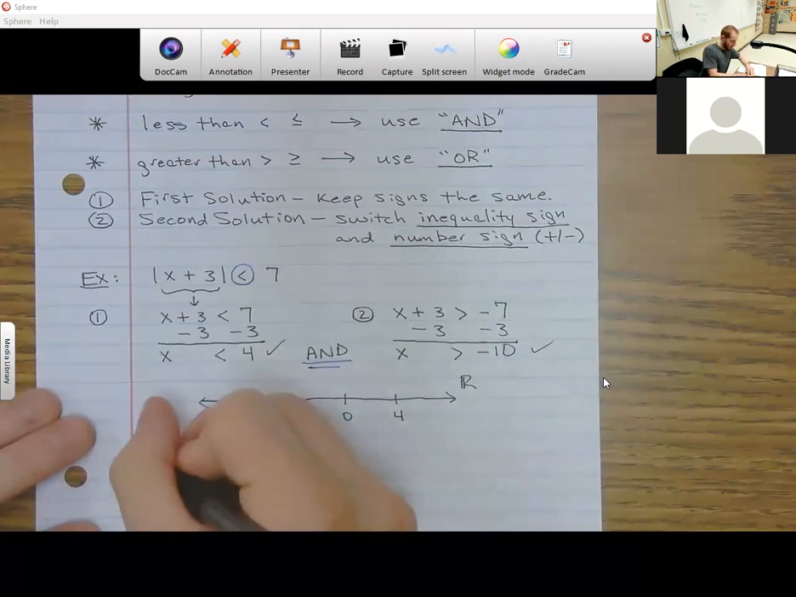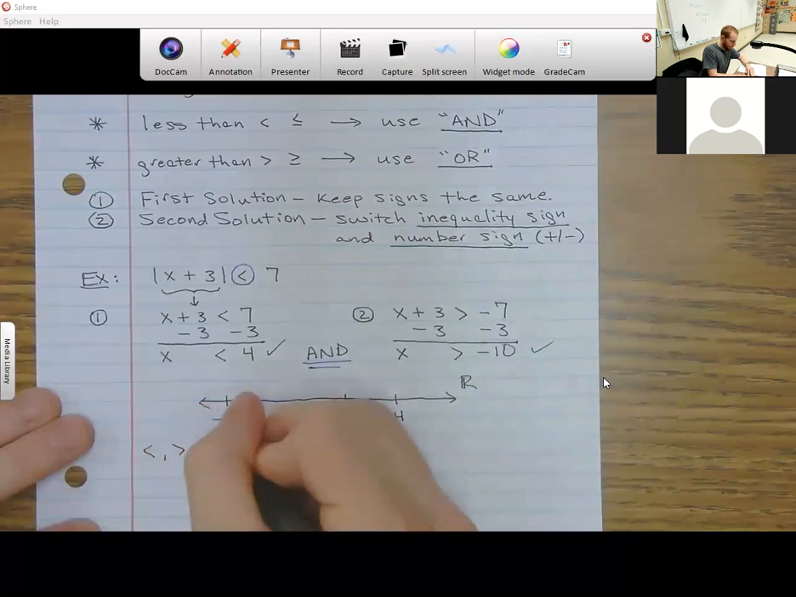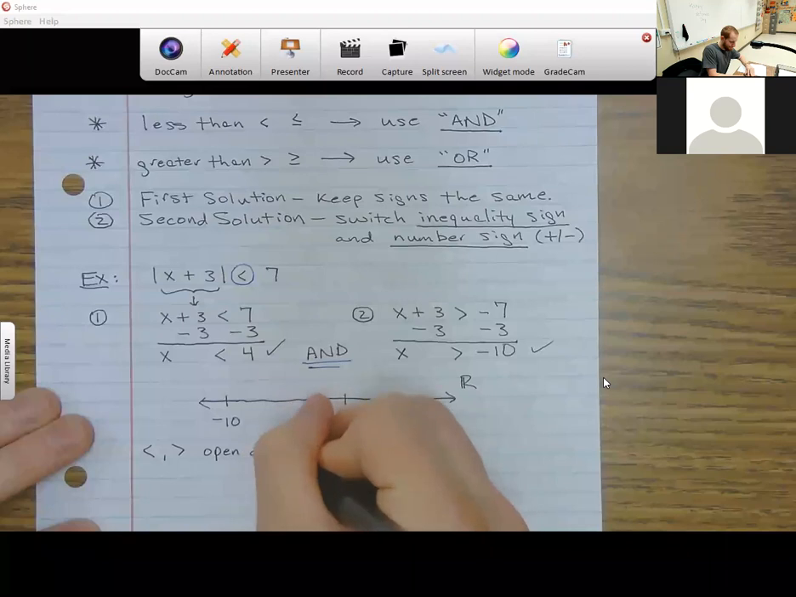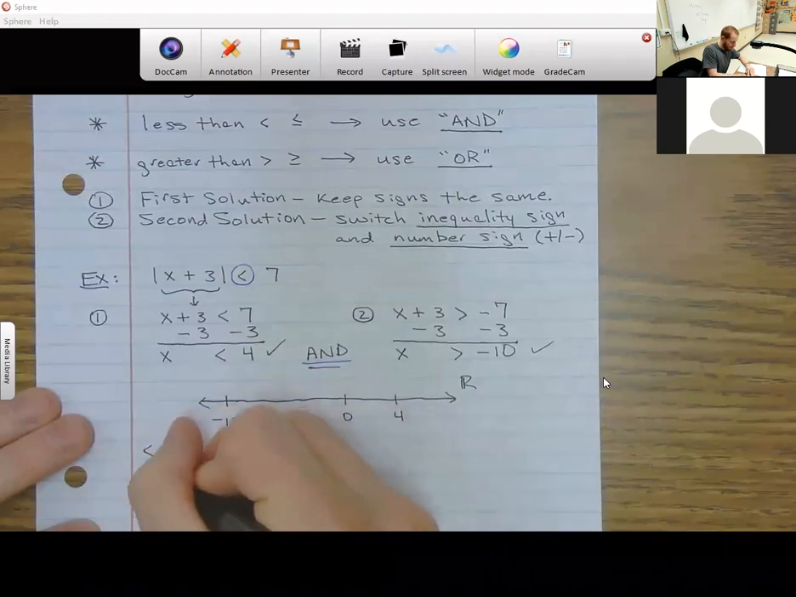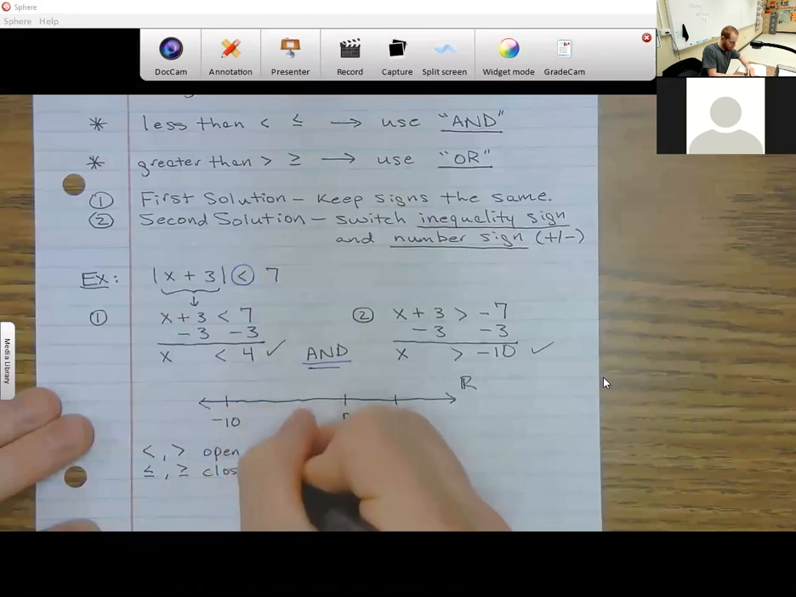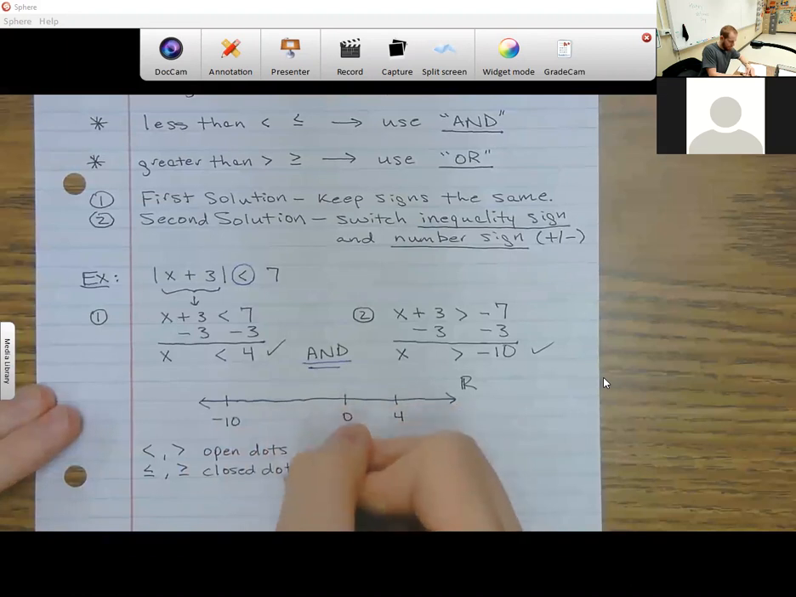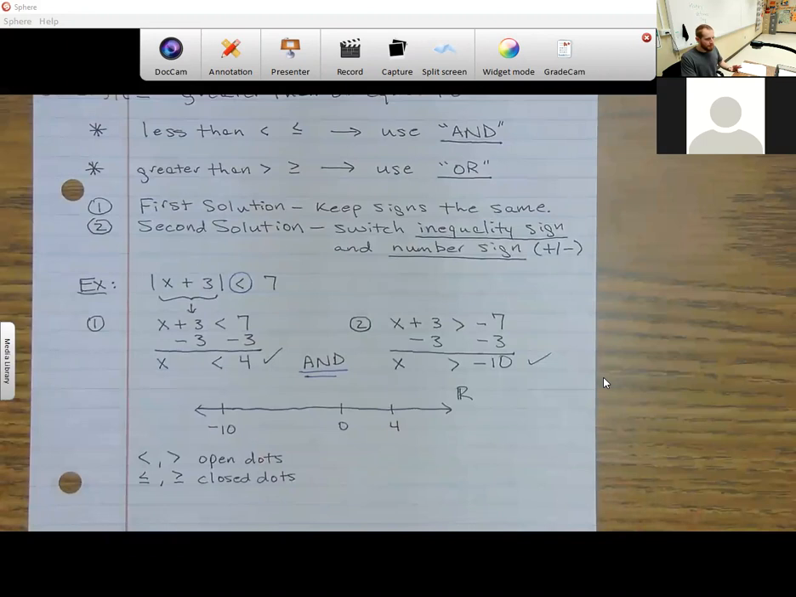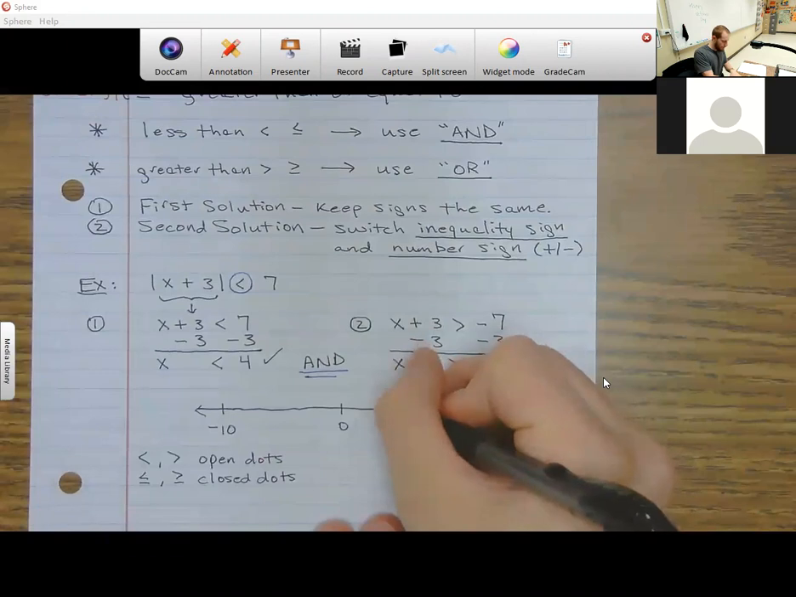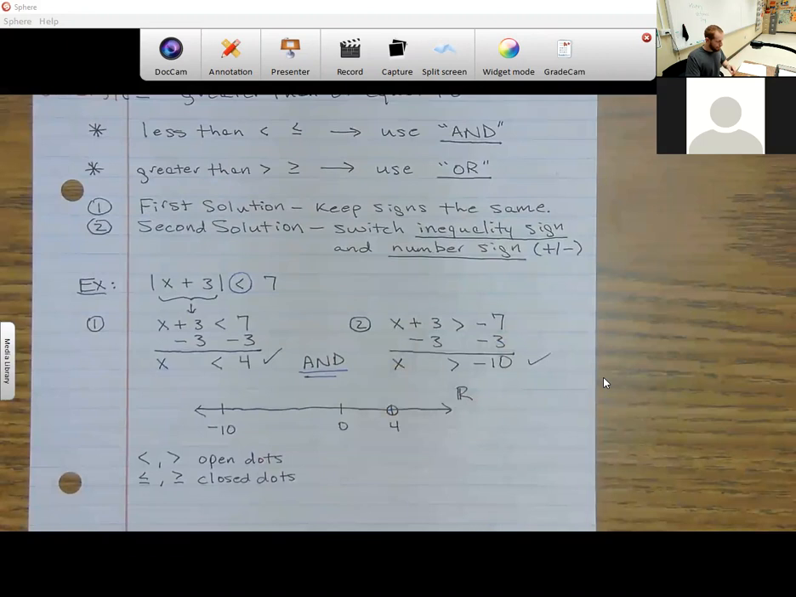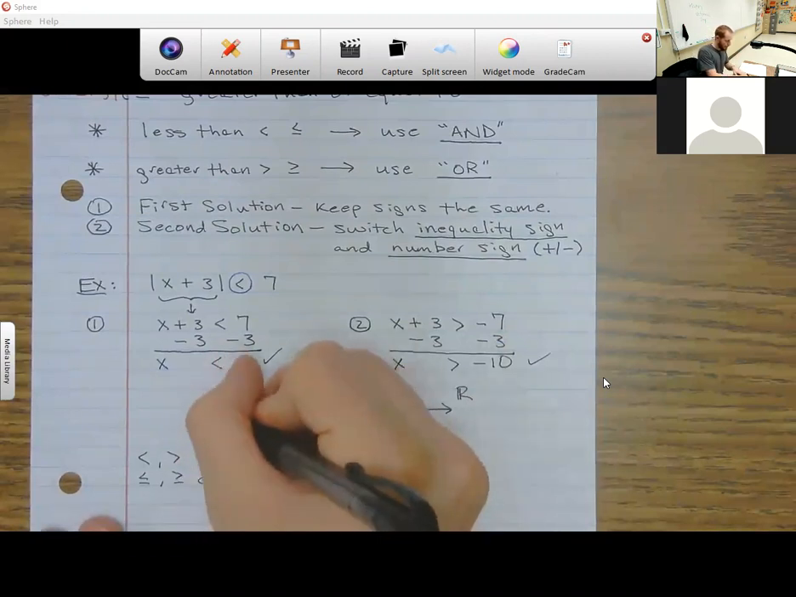So if you have a less than or greater than, you're going to use open dots or open circles. But if you have the less than or equal to and the greater than or equal to, you're going to use the closed dots. Okay. So what I'm going to do is use the open dots. I'm going to put an open dot at 4. Put that open dot right here. And the negative 10, I'm going to put the open dot on that.